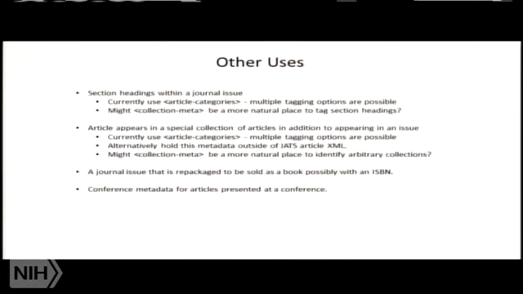Some potential other use cases. Currently there is a solution within JATS for section headings, multiple examples of tagging in fact, but collection meta might be another place to put that information. Journals that are repackaged and sold as books. Potentially conference metadata might go in a collection that's other than a journal issue.